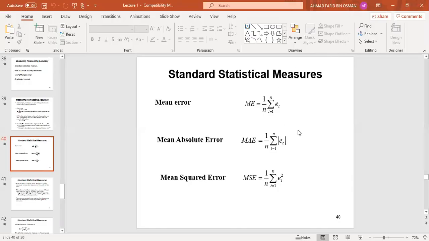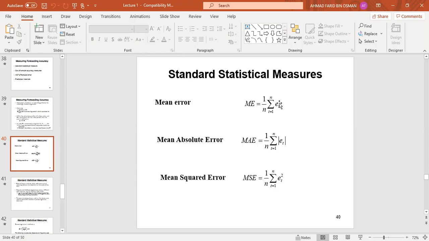All right, so there are three standard statistical measures that we can use: the mean error, mean absolute error, as well as mean square error. For the case of mean error, we just take the average of all errors. We sum all the errors and then divide by the sample size, so you get the mean error.